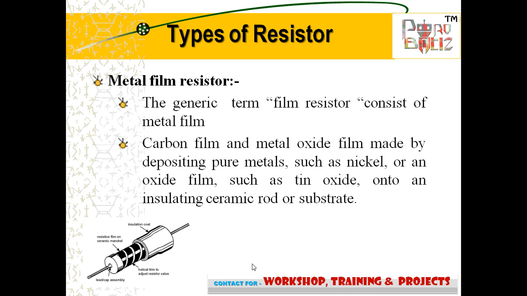Here is the metal film resistor. The generic term film resistor covers carbon film and metal film, made by depositing pure metals such as nickel, or an oxide film such as tin oxide, onto an insulating ceramic rod or substrate. Here is the diagram: this one is the insulating coat, and this one is the resistor film on the ceramic material. This one is the helical trim to adjust the resistance value.